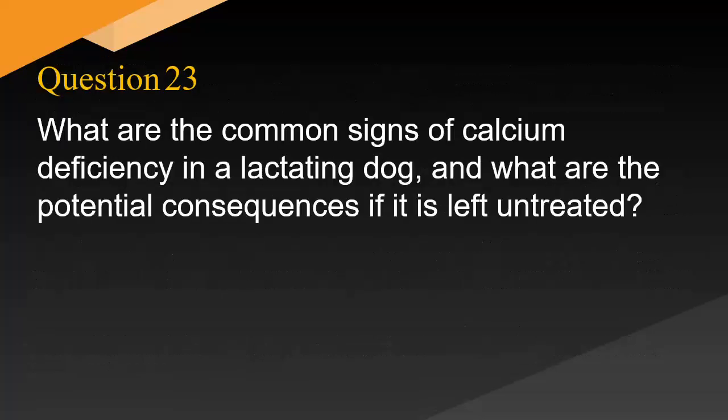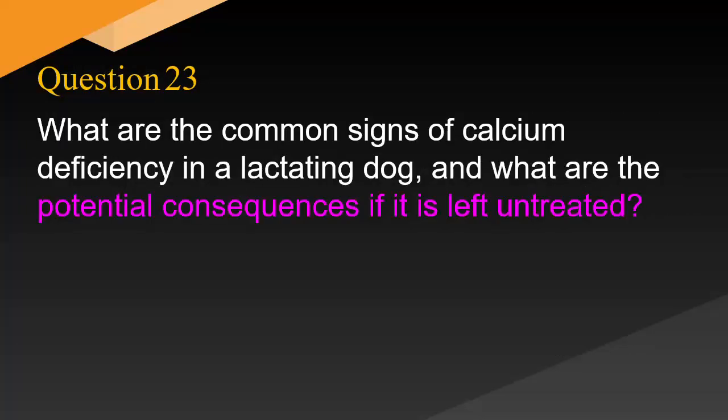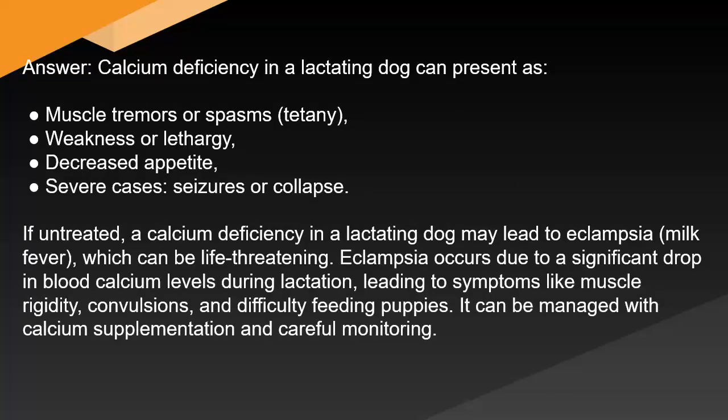What are the common signs of calcium deficiency in a lactating dog, and what are the potential consequences if it is left untreated? Answer: calcium deficiency in a lactating dog can present as muscle tremors or spasms, tetany, weakness or lethargy, decreased appetite, and in severe cases, seizures or collapse. If untreated, a calcium deficiency in a lactating dog may lead to eclampsia and milk fever, which can be life-threatening. Eclampsia occurs due to a significant drop in blood calcium levels during lactation, leading to symptoms like muscle rigidity, convulsions, and difficulty feeding puppies. It can be managed with calcium supplementation and careful monitoring.